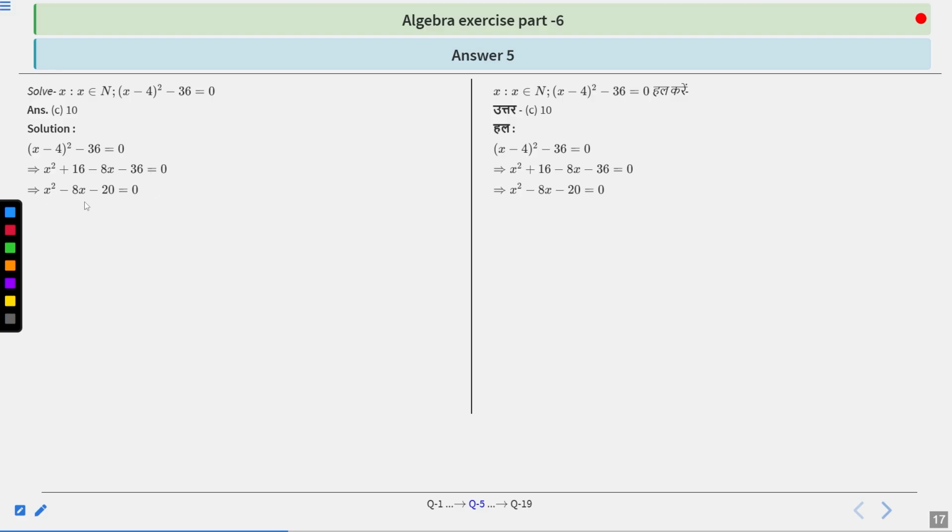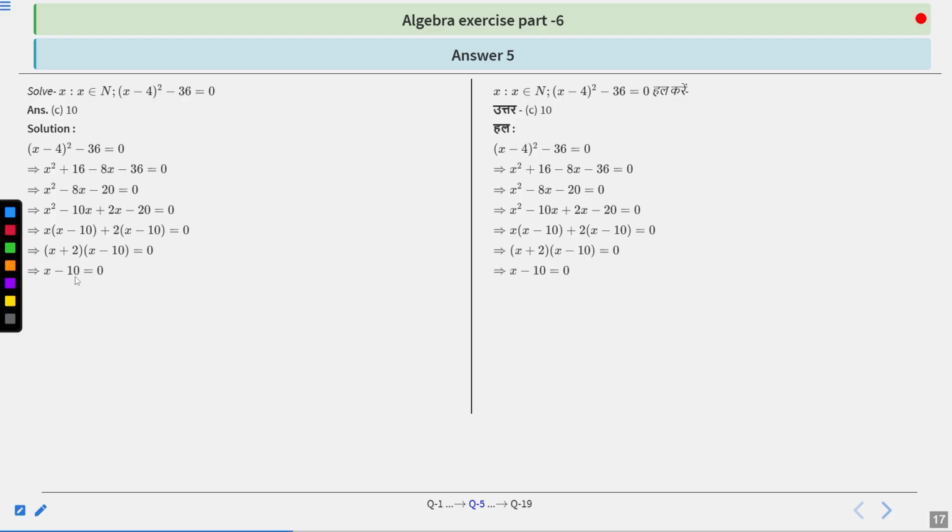So now we have a quadratic equation. Now we are going to find the factors of this quadratic equation: x² − 8x can be written as −10x + 2x, and −10 times 2 is −20. That means it is satisfying the condition required for factoring the quadratic equation. Now taking x common from the first part, we get x into (x − 10), plus taking 2 common from the last part, we get 2(x − 10) = 0. That means the factors of this equation are (x + 2)(x − 10) = 0.